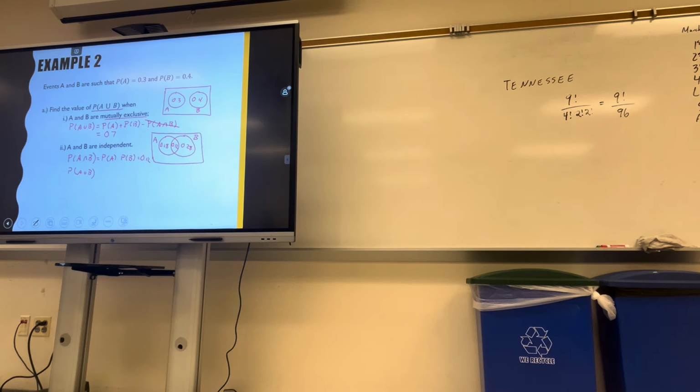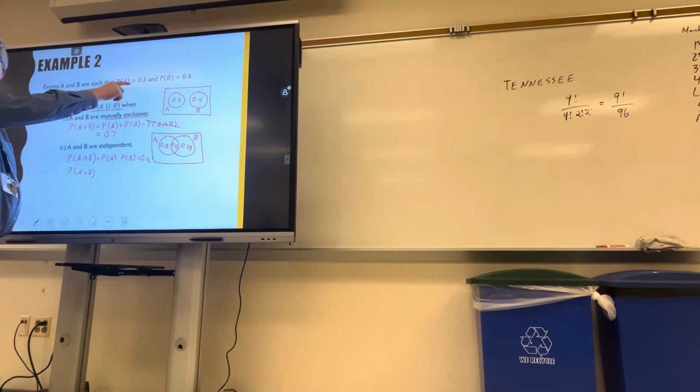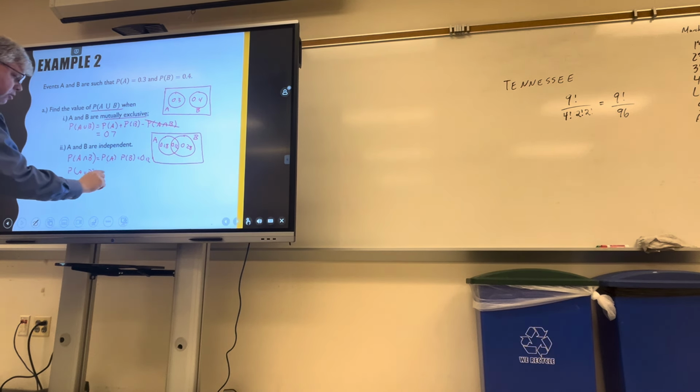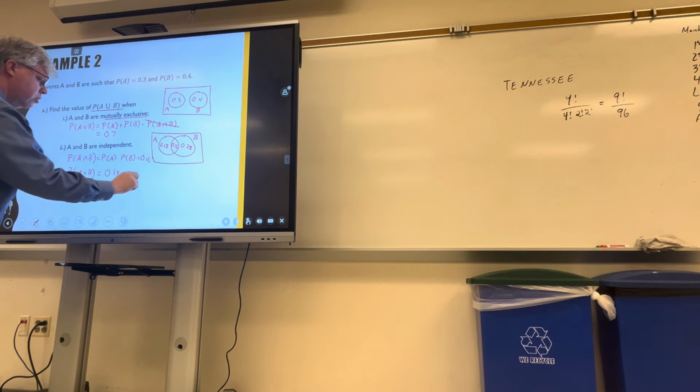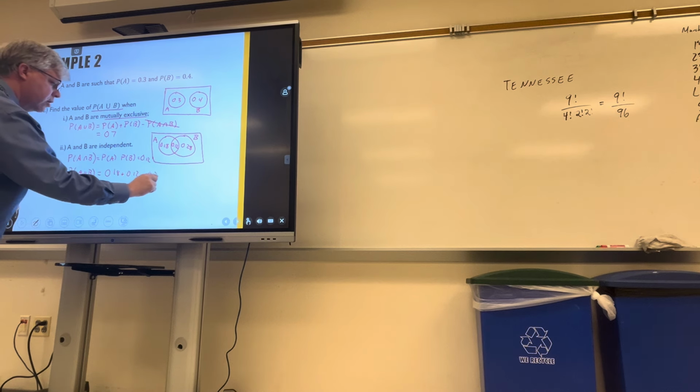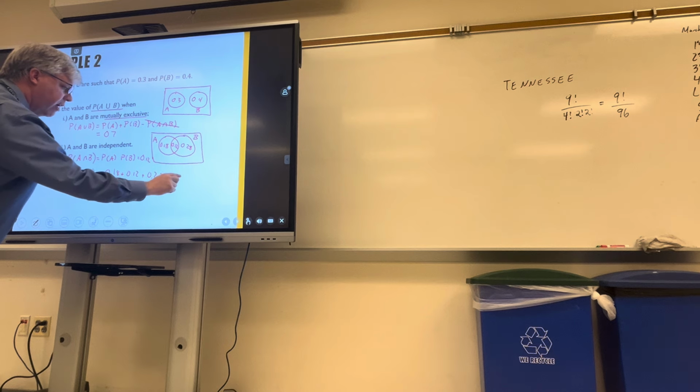0.58? Yeah, okay. 0.18 plus 0.12, that is the 0.3 we had here, plus 0.28, right? So it would be equal to 0.18 plus 0.12 plus 0.28. And that's going to give us 0.58.